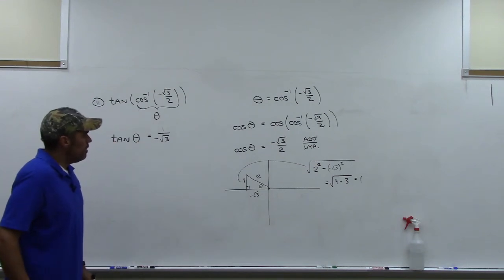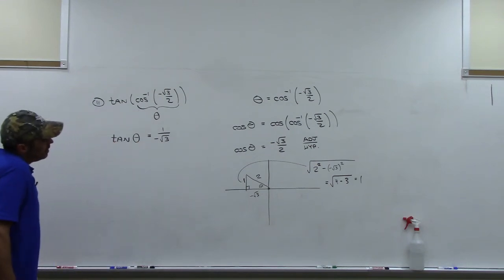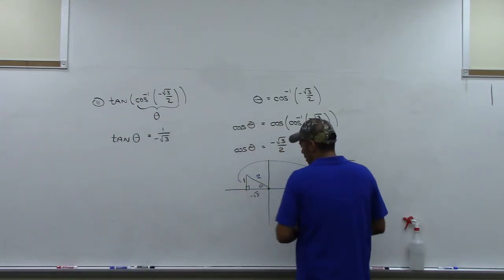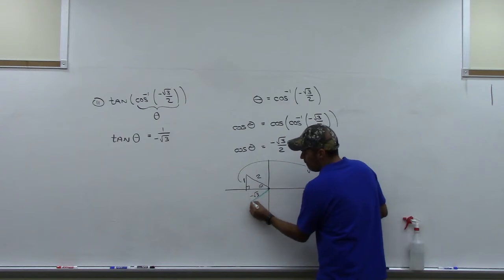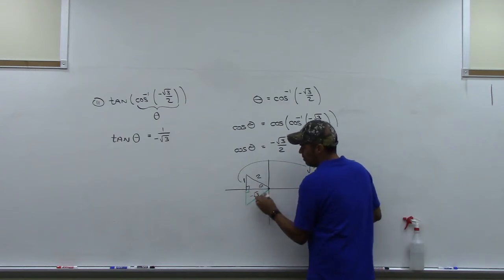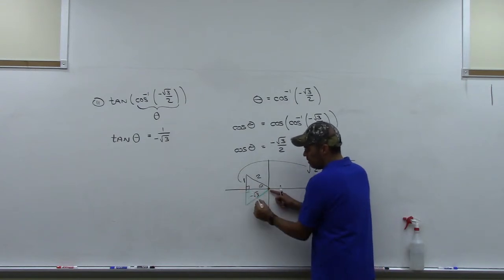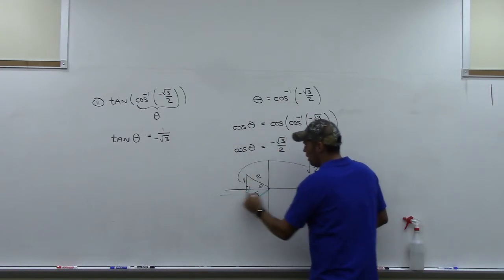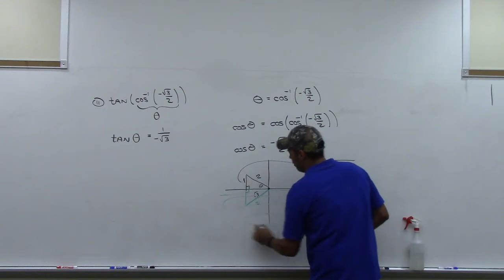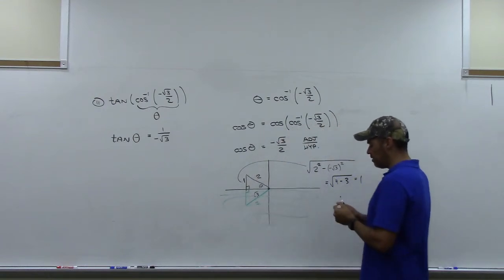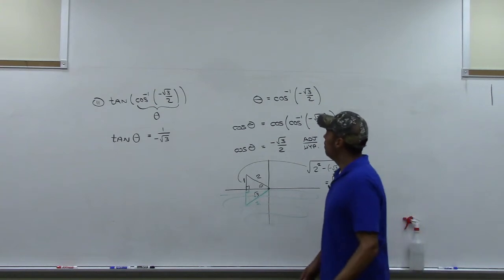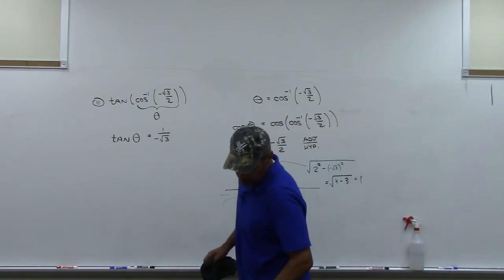I also want to point out that you could have drawn your triangle this way. And this still would have given you negative root 3, and this could have still been 2. The problem is if you're dealing with the arc cosine, you can't be down here. You can only be in the first and second quadrants. So that's why your triangle has to be over there. All right, that was a good problem to start.